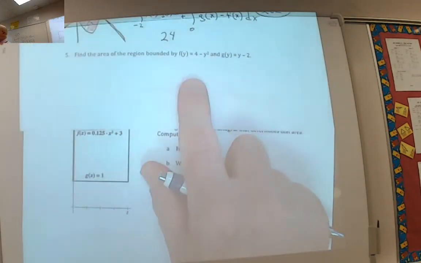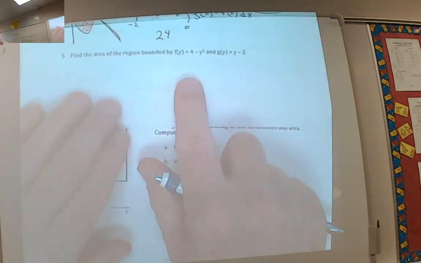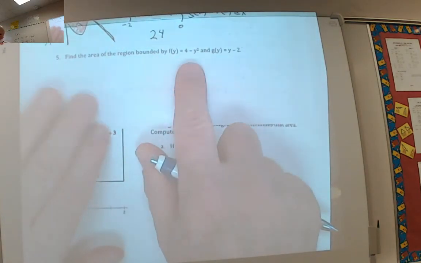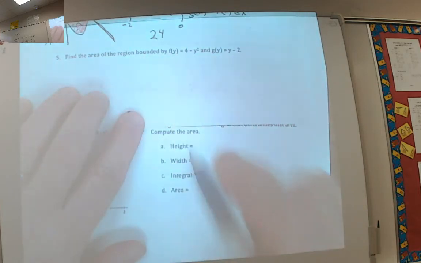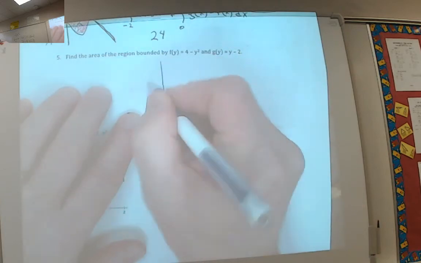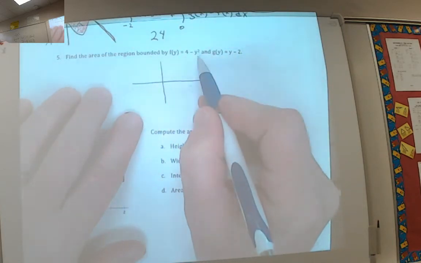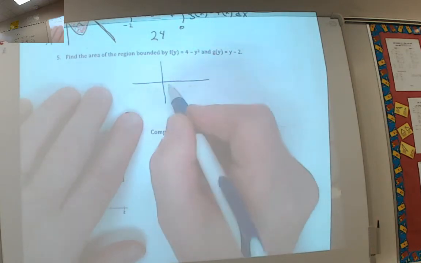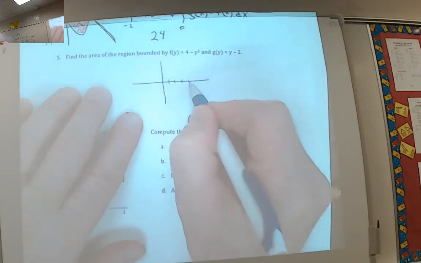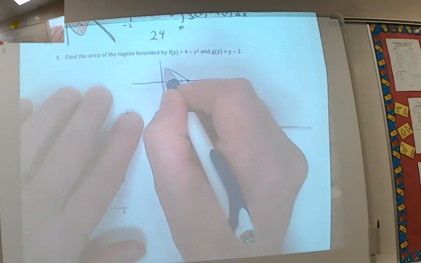So let's take a look at this one. Does anybody know what these look like? They're in terms of y. What do you think this is? It's a sideways parabola, correct? Which way is it going? Left, correct? Okay. So when y is 0, x is 4, correct? When y is 0, x is 4, correct? So 1, 2, 3, 4. And it's a parabola going like this.